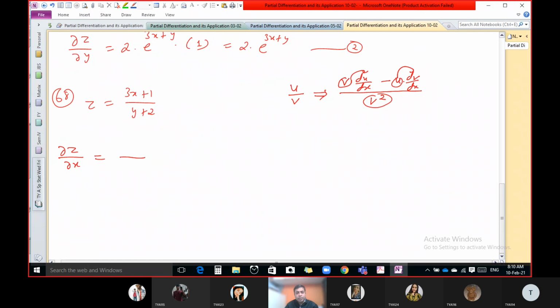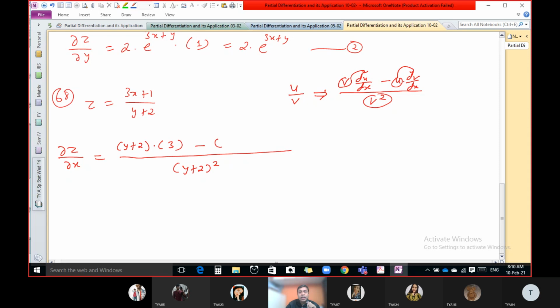So first step, take the square of the denominator and put it in the denominator. So y plus 2 the whole square. Then here you have to write y plus 2 into the derivative of this numerator with respect to x. Tell me the answer. 3. Then minus sign.